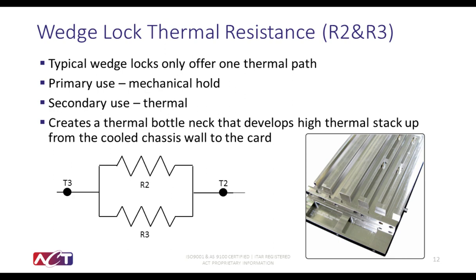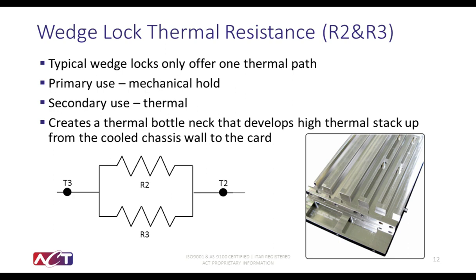As we move on to the resistance network of the wedge lock, networks 2 and 3, we can find it as a source of pain for most chassis designers. The wedge lock system was designed as a ruggedized mechanical lock. Its secondary purpose is as a thermal heat transport system. Since it was not designed to optimize the heat transfer capabilities, typical wedge locks only offer one thermal path between the card and the wedge lock, and between the wedge lock and the chassis.